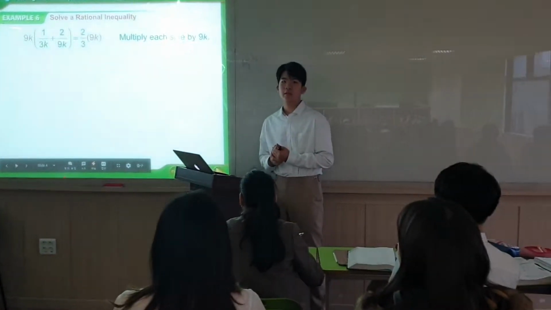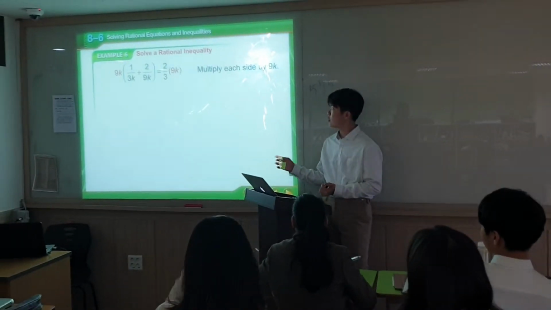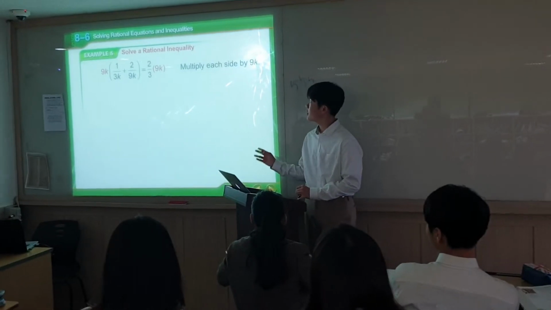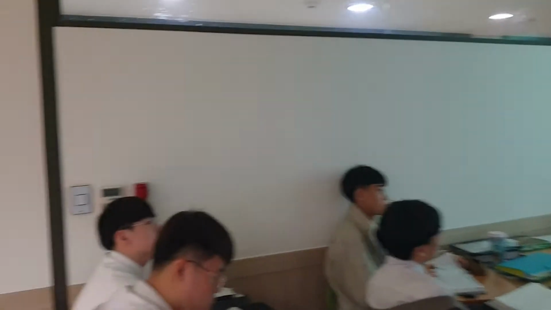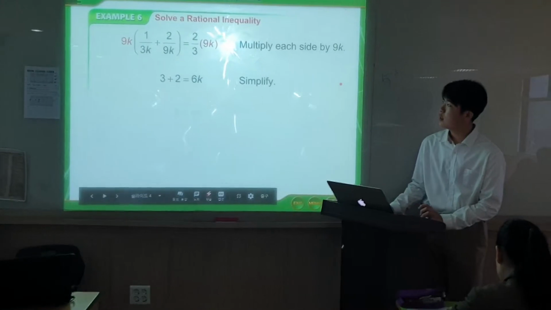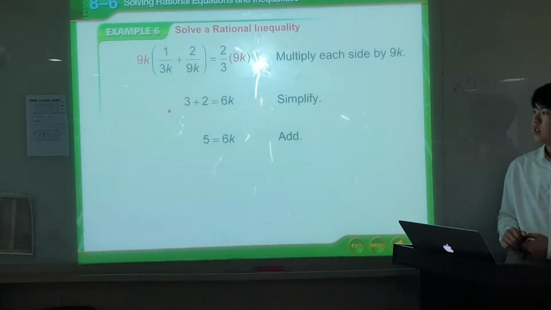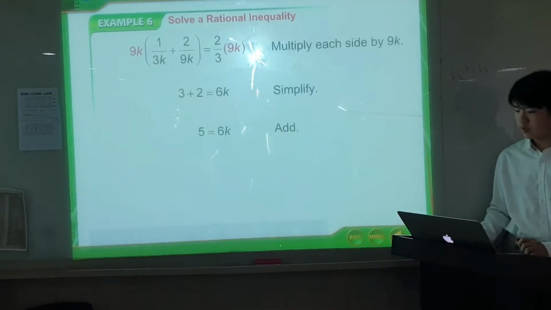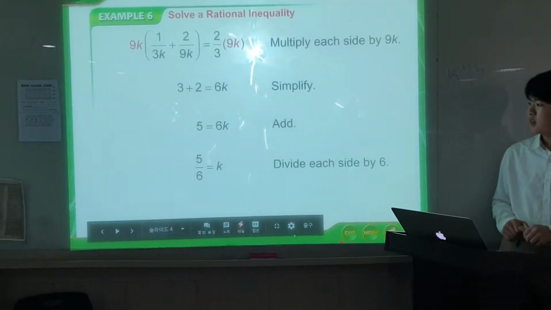If you have listened to Yejin's presentation yesterday, this step is going to be pretty easy, because all you have to do is find the LCD. In this case, the LCD is going to be 9k. So all you have to do is multiply 9k on each side. The rest is pretty self-explanatory, pretty simple calculation. I hope everybody can do it easily. And the value we get in the end is going to be 5 over 6. It's pretty simple.